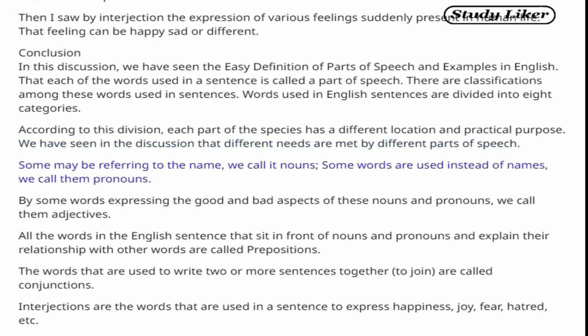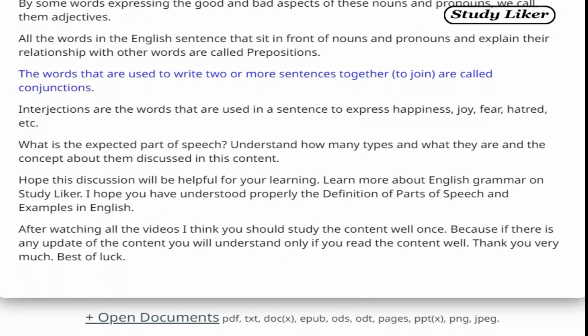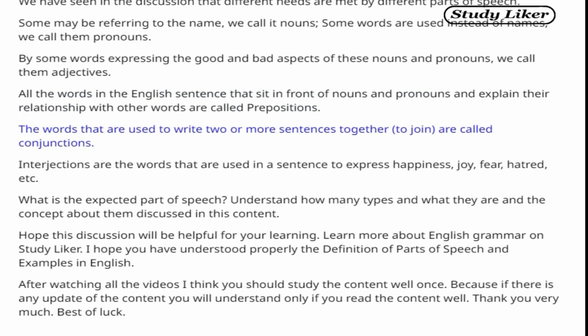Some words refer to a name, we call them nouns. Some words are used instead of names, we call them pronouns. Some words express the good and bad aspects of these nouns and pronouns, we call them adjectives. All the words in the English sentence that sit in front of nouns and pronouns and explain their relationship with other words are called prepositions. The words that are used to write two or more sentences together, to join, are called conjunctions. Interjections are the words that are used in a sentence to express happiness, joy, fear, hatred, etc.